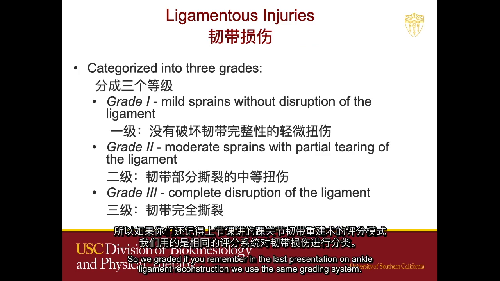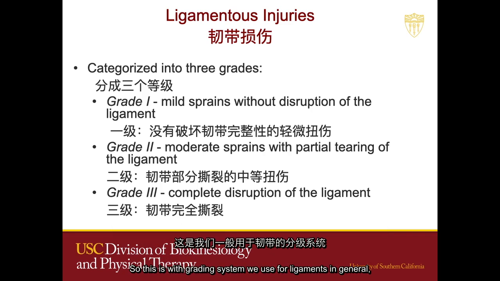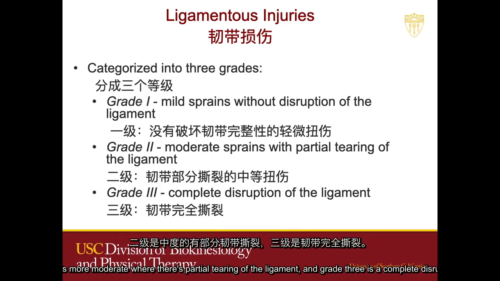So we graded, if you remember, in the last presentation on ankle ligament reconstruction, we used the same grading system. So this is the grading system we use for ligaments in general. A grade 1 is a mild sprain, no disruption of the ligament, whereas a grade 2 is more moderate, where there's partial tearing of the ligament, and grade 3 is a complete disruption of the ligament.